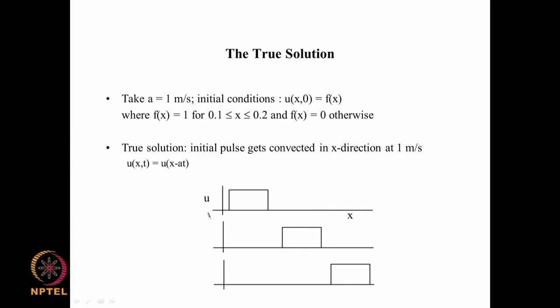So what we would be looking for from our solutions from the 3 different cases is whether the shape is being maintained, okay, and whether the pulse is moving at the speed that is expected, which is 1 meter per second.